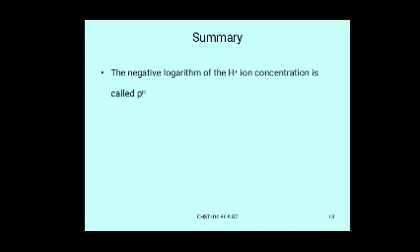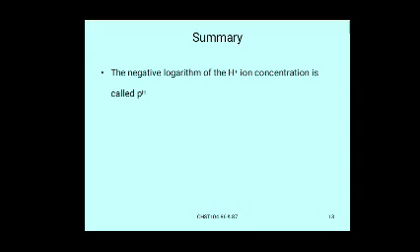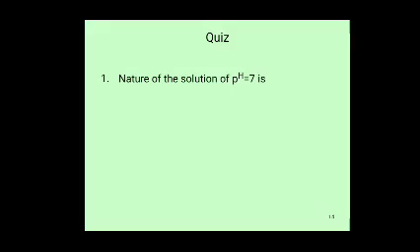Now, summary of this topic. What is pH? The negative logarithm of hydrogen ion concentration is called pH. What is pH scale? The pH scale is from 0 to 14. The negative logarithm of hydroxyl ion concentration is called pOH.